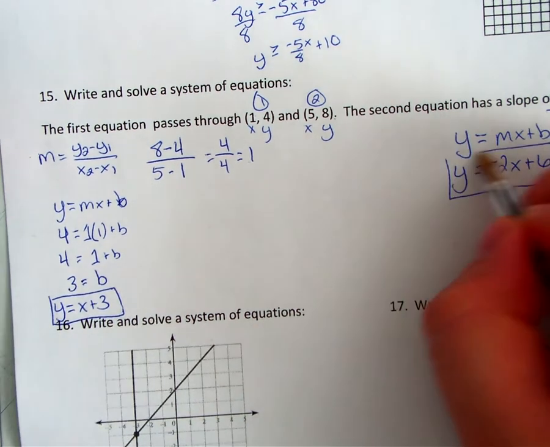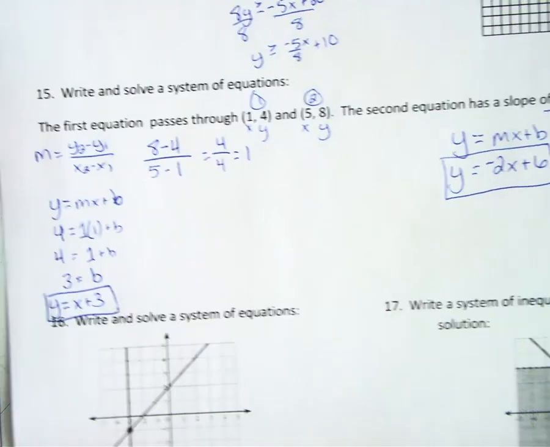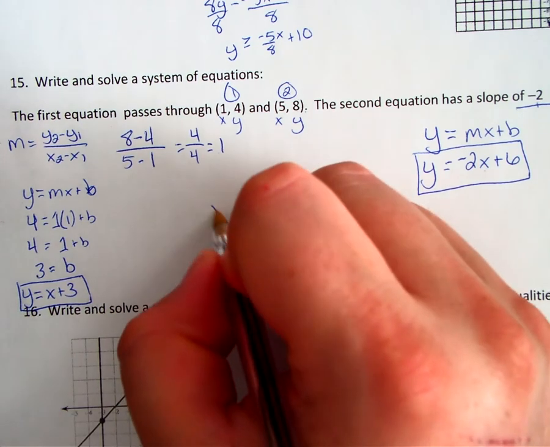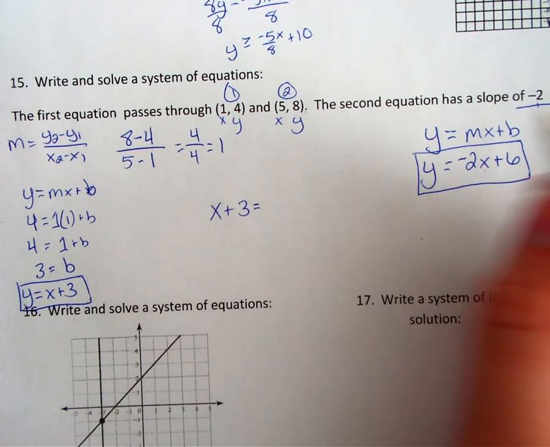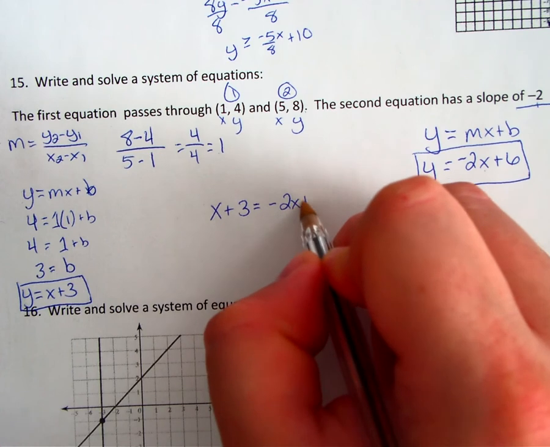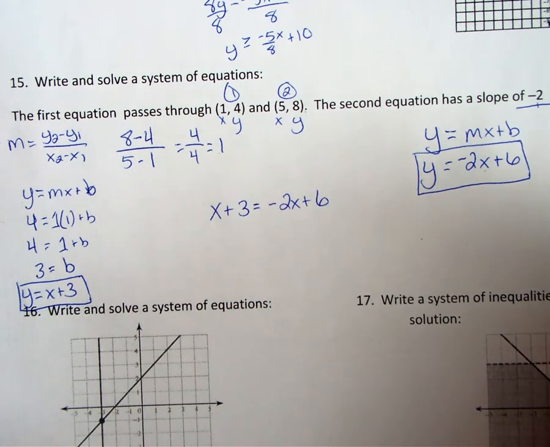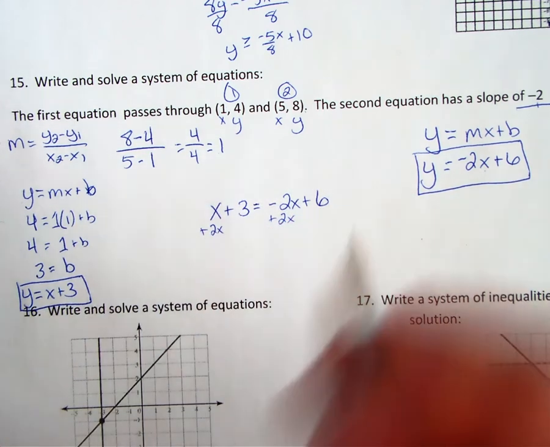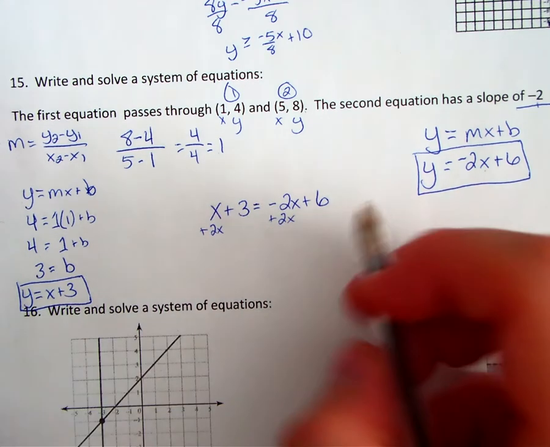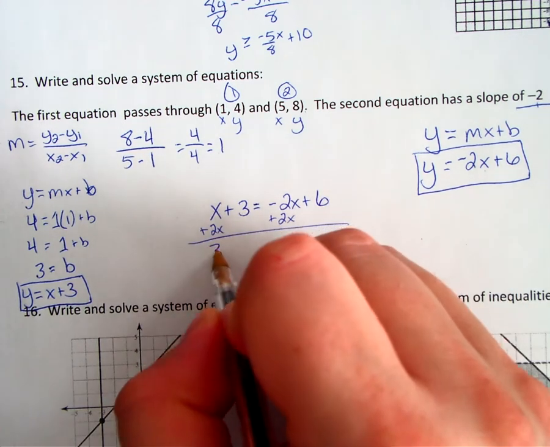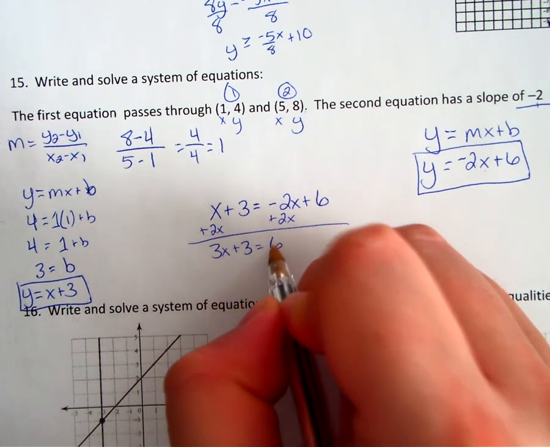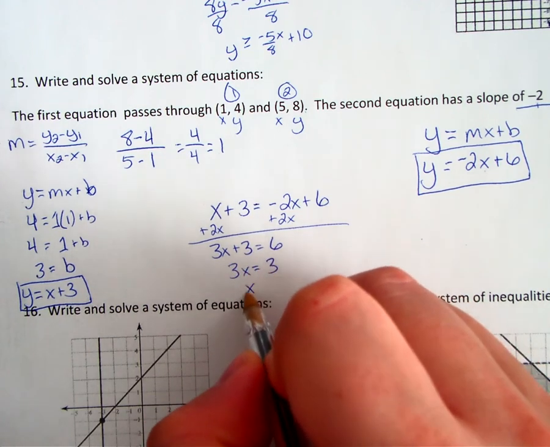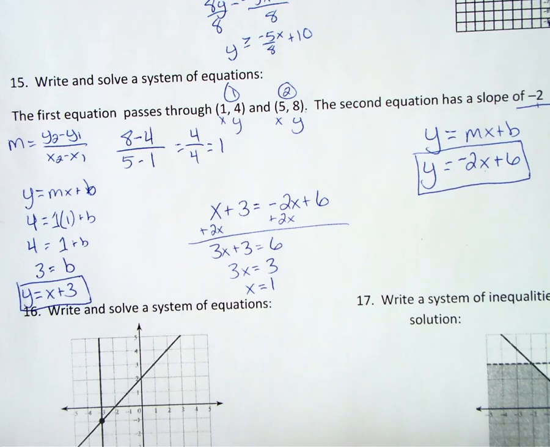Now, I generally like them when we have 2 equations that are y equals, because that means we're saying that x plus 3 is equal to -2x plus 6. We will add 2x to both sides to make my x's positive, but also to isolate them to one side of the equation. So 3x plus 3 is equal to 6. We'll subtract 3. 3x is equal to 3, and so our x value is now equal to 1.